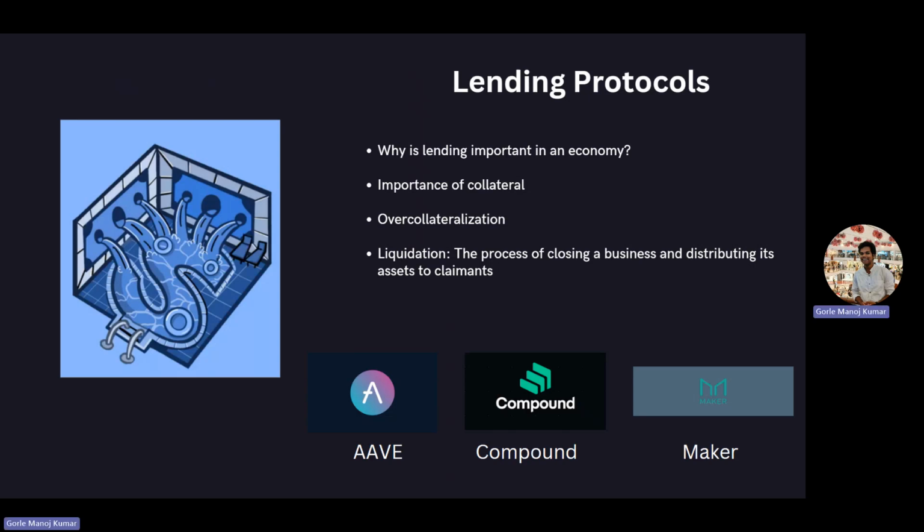So because we are moving decentralized, we don't have paperwork now. We don't know who is exactly borrowing the loan and what they are doing with the money. So we have to introduce certain mechanisms to prevent this. So over collateralization is done. And then consequently there is liquidation.